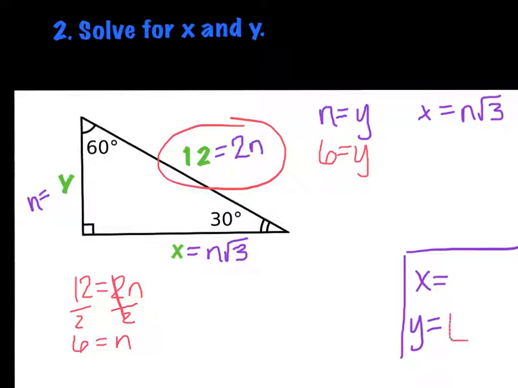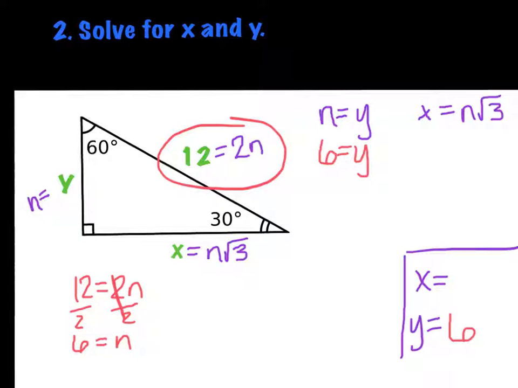So y is 6. And we kind of could figure that out easily too, because we know that the smallest side is half as big as the hypotenuse. So if the hypotenuse is 12, the smallest side would have to be 6.